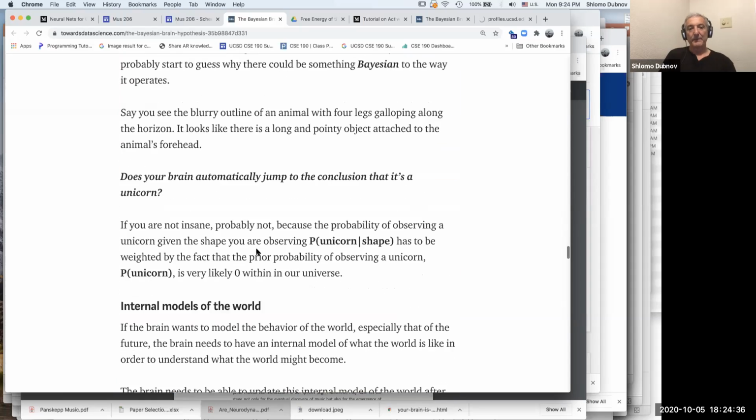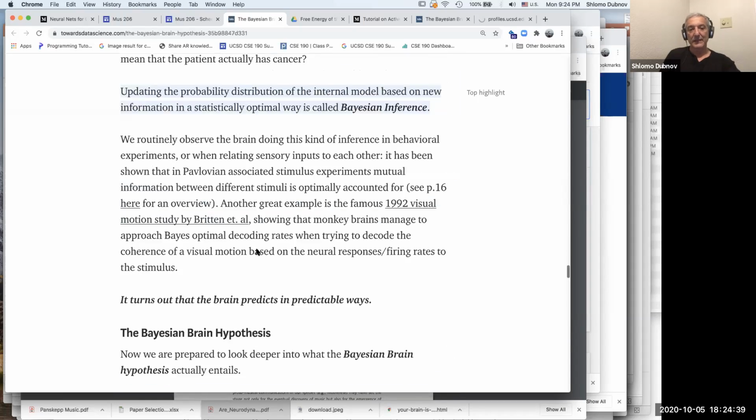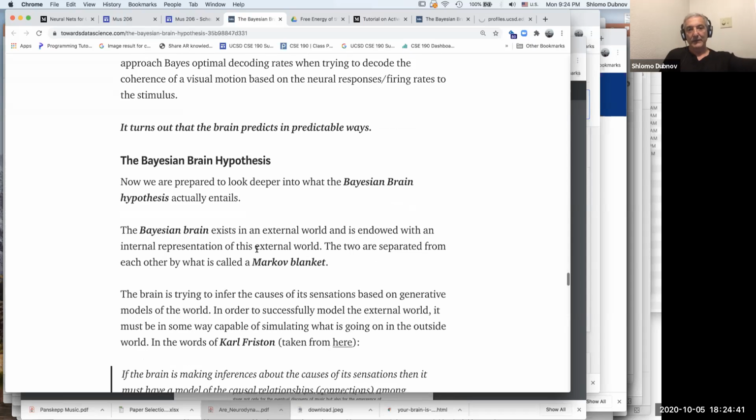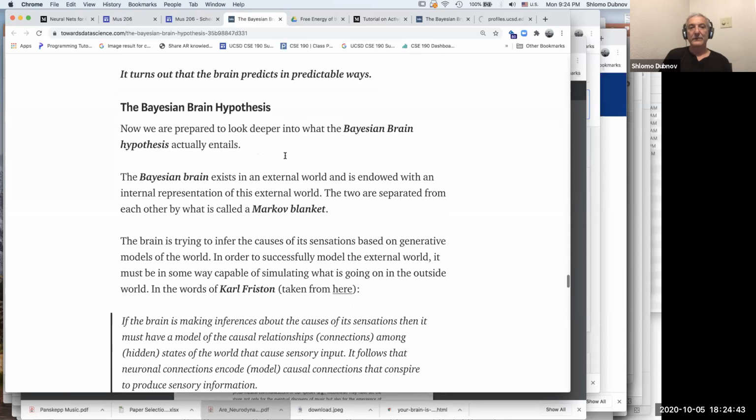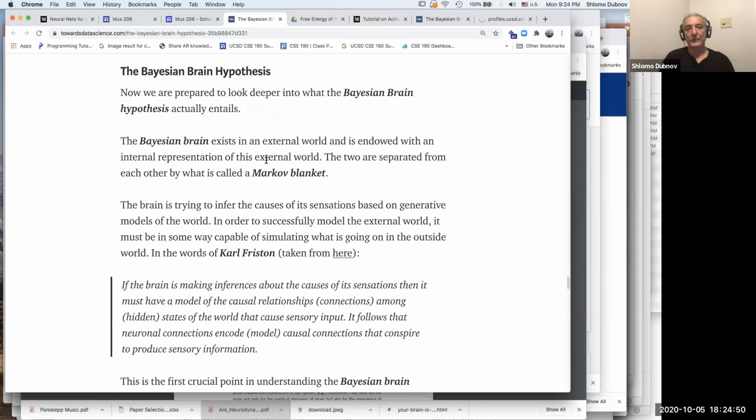This article goes a little bit into the math, but then it relates this to the idea of the Bayesian brain. So what is the idea of the Bayesian brain and how is it related to Bayes, or that kind of mathematical probability? The idea is that you think there is something in the external world and the internal world, and they're separated. This is where some of this is hidden and some of this is evident.